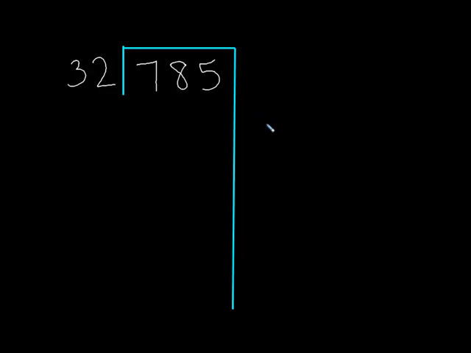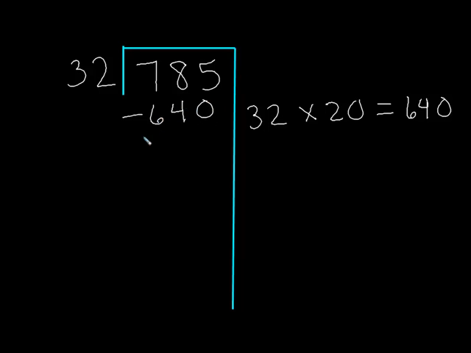I know that 32 times 10 is 320. It's going to get me close to 785, but I want to get a little bit closer. So I could also do 32 times 20. If 32 times 10 was 320, 32 times 20 would be 640. And I'm really close to that 785. What I'm going to do with this number is I'm now going to subtract it from my dividend.